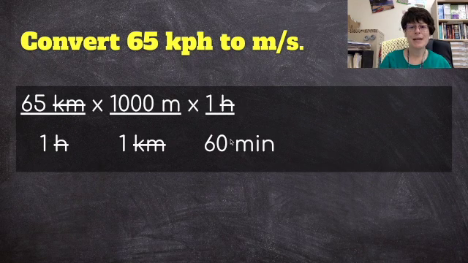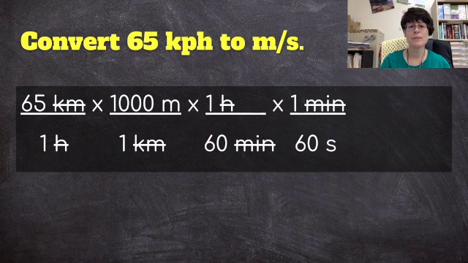But I'm in minutes. I want to be in seconds. So I cannot stop there or I would have meters per minute and I want meters per second. So I stop and think, okay, there are 60 seconds in a minute, right? 60 seconds in a minute. So I put in another conversion factor. This time my 1 minute goes on the top so that the minutes cancel, and I put my 60 seconds on the bottom. Now I have meters, I have seconds.